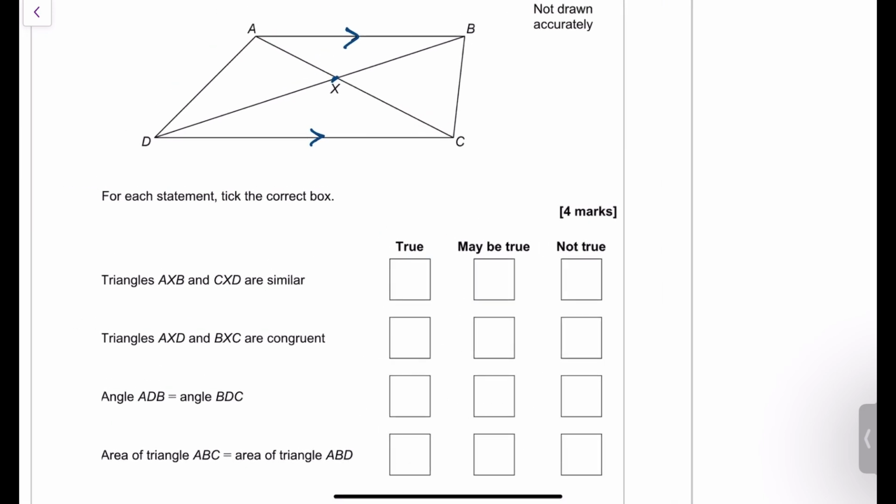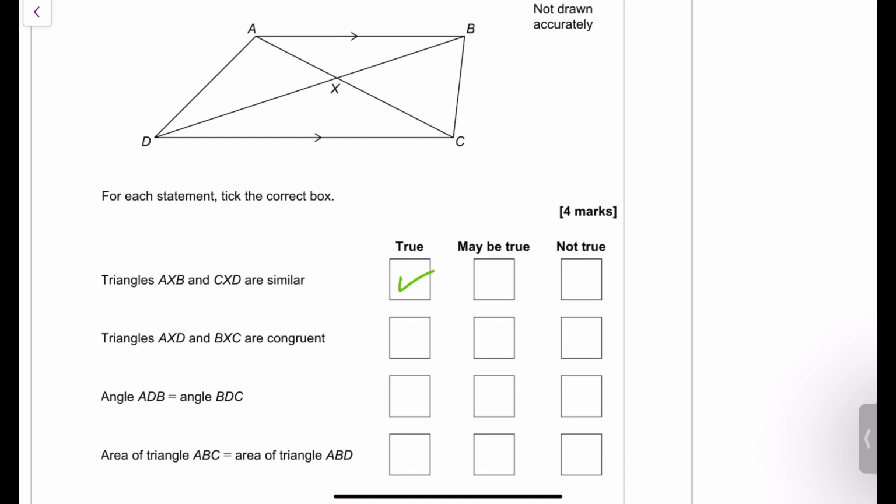Triangles AXB, so this triangle here, AXB and CDX are similar. I think they might be. Let's have a look and see. By alternate angles, well, they share this angle. That's shared. This angle here would be the same as this angle, and this angle here would be the same. So they've got 3 angles the same. So they are definitely similar. They share 3 angles. Okay, let's get rid of that.